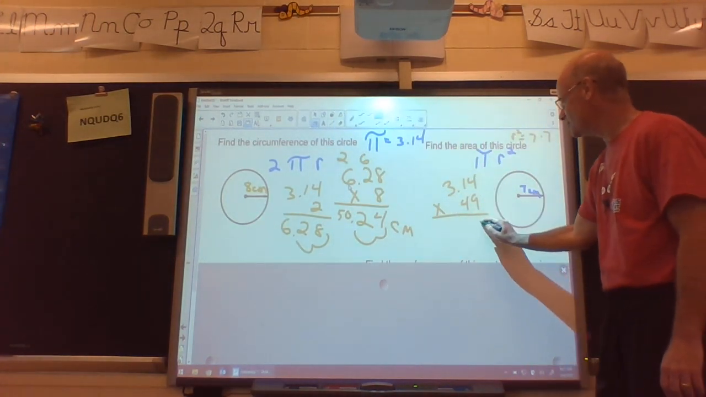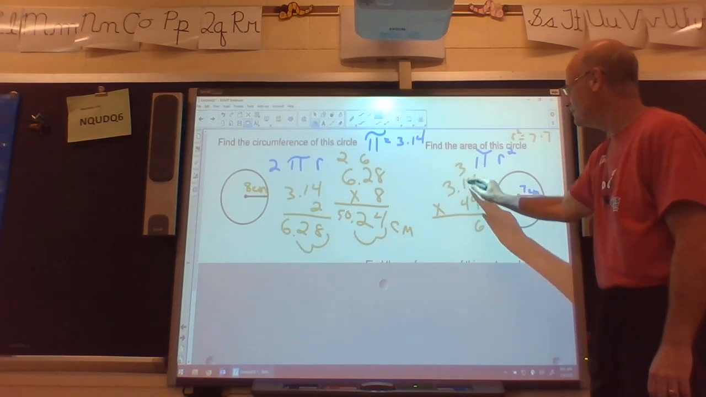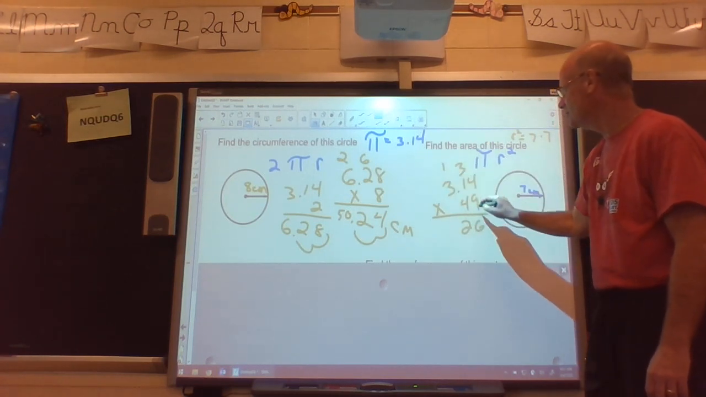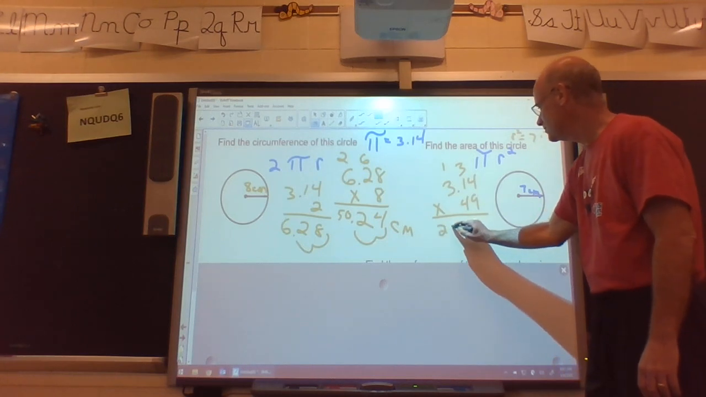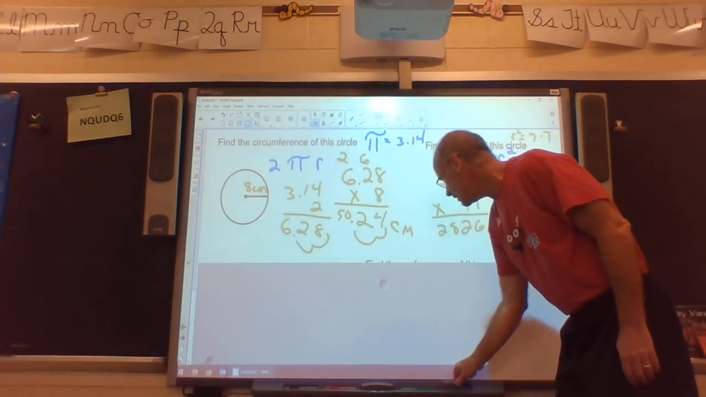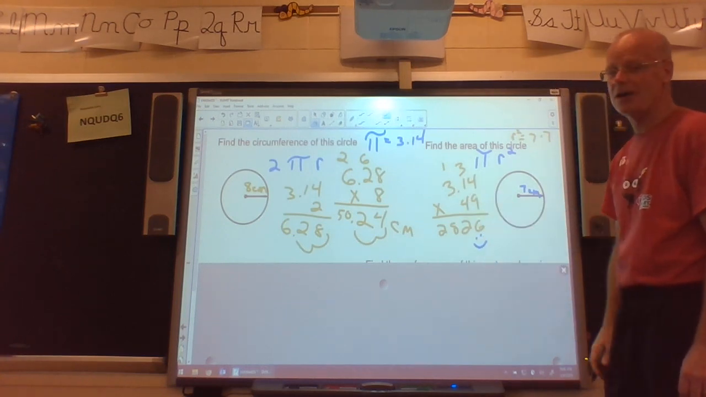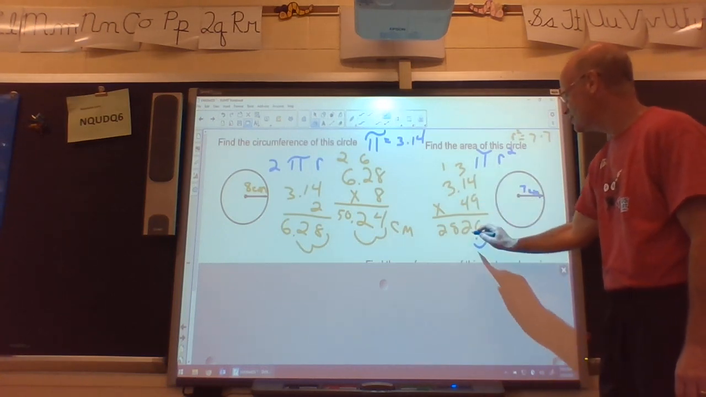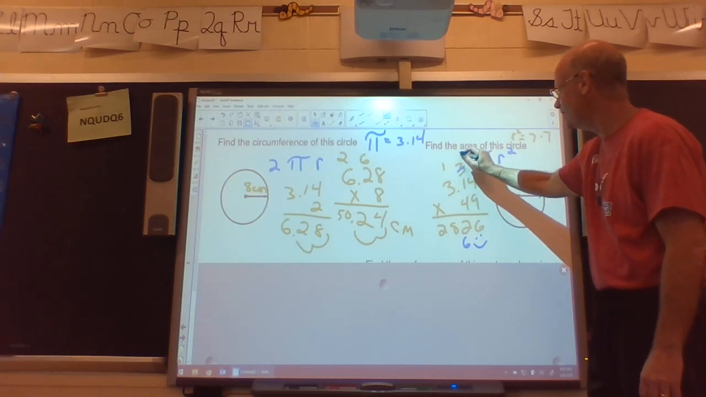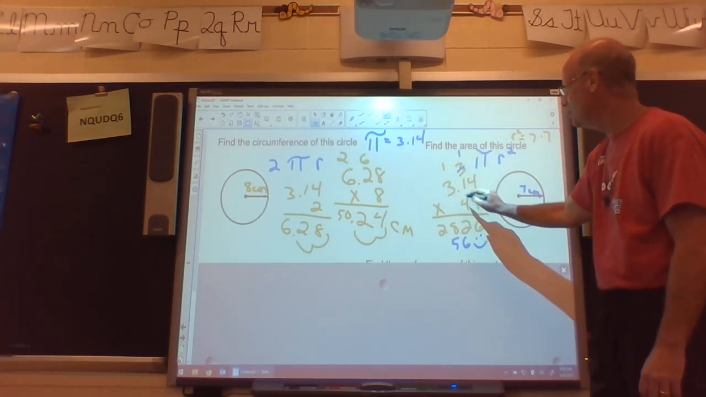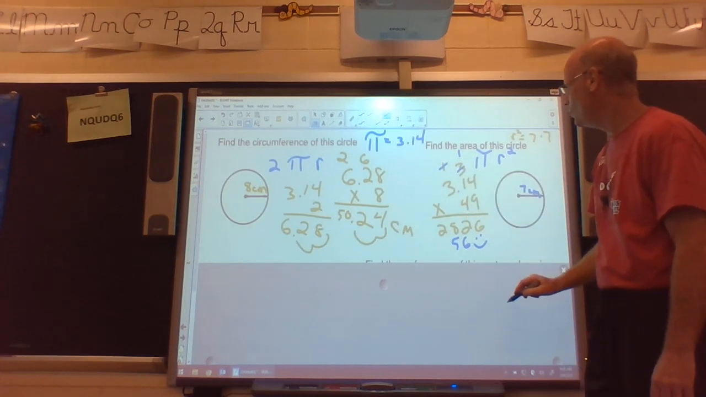So 36, put in my 1s, carry my 10s. 9 times 1 is 9, plus 3 is 12. 27, 28. Now I have to put down Waldo because I'm multiplying by a 10, not by a 1. 4 times 4 is 16, put down a 6. I used that. 4 times 1 is 4, plus 1 is 5. 4 times 3 is 12.